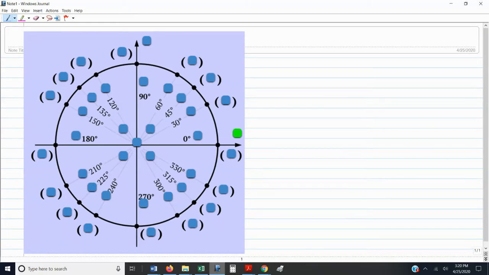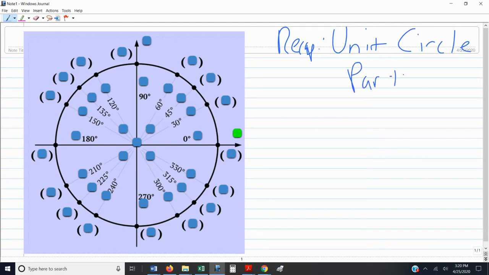Okay, the last thing I wanted to show you before you guys try this game. So I'm going to just call this recap unit circle. I think this is part 5. This is not really a recap of the unit circle. I think we've done all of that. This is just clarification of a few weird things that are in this game.